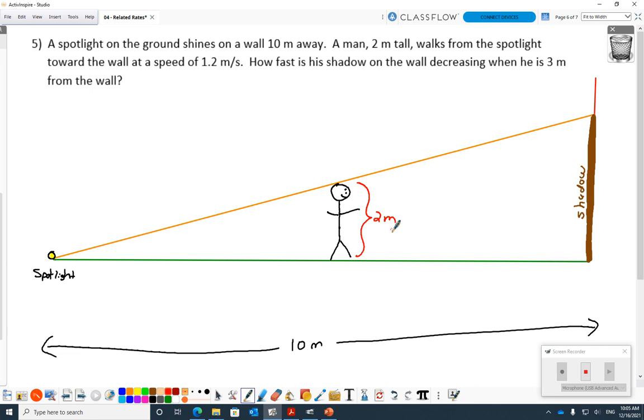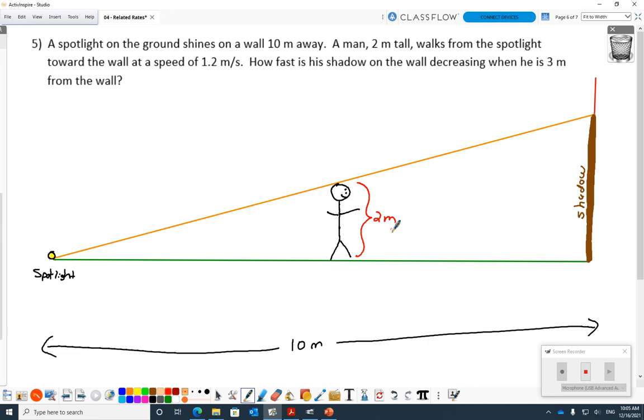Is it clear that the shadow will decrease as he moves along there? When you're really close to something, your shadow is giant. And as you get farther from the light source, your shadow will get pretty close. Think about it. When you get to the wall, your shadow will be exactly your height. Right? All right. So it's just how fast it's changing when he is 3 meters from the wall.